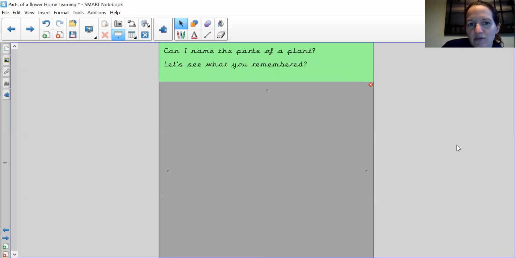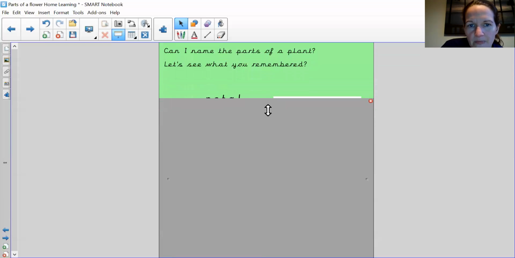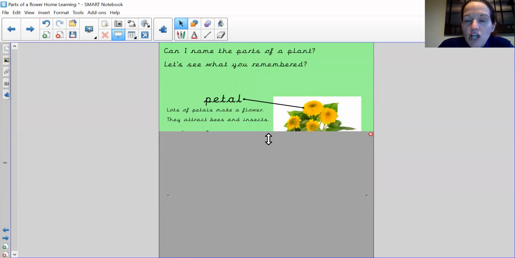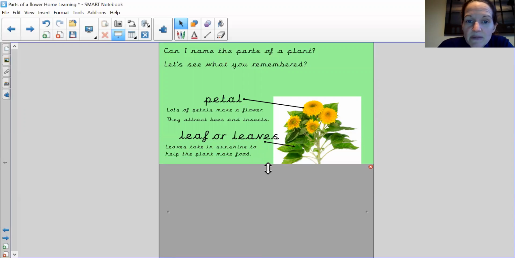So let's see what you can remember. So the petal, what's the petal for? Can you remember? Well done if you say that. Lots of petals make up a flower and they attract the bees and the insects, and they need to be nice and colorful. What about the leaf or the leaves? This was the trickier one. Do you remember what it's used for? Well done if you said it takes the energy from the sun to help make food.